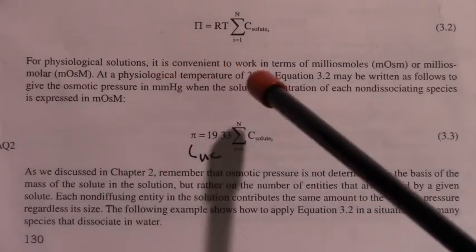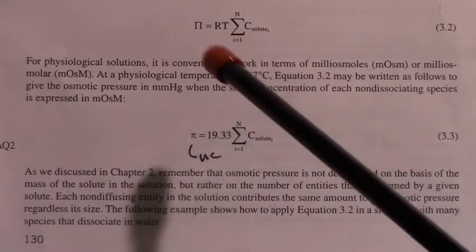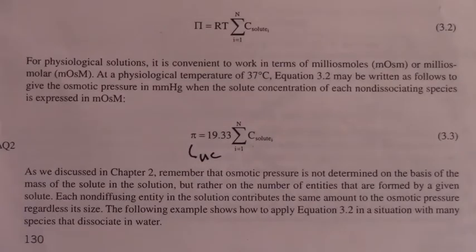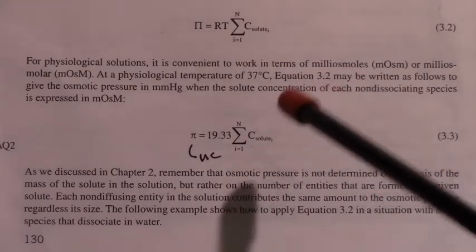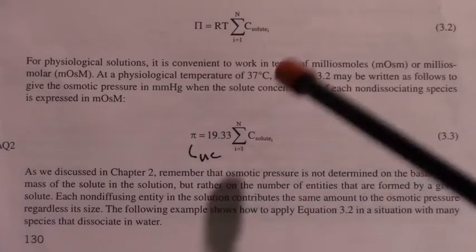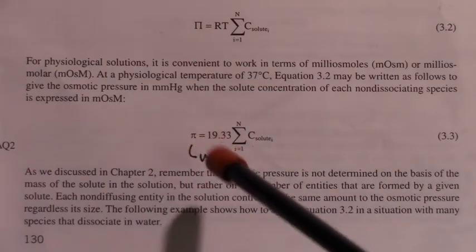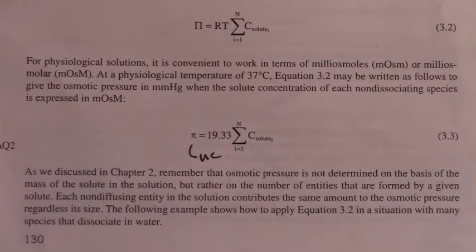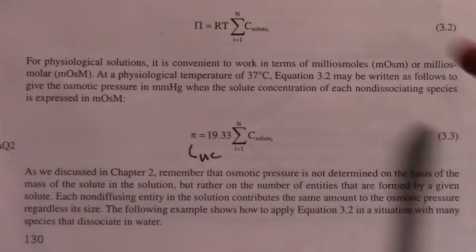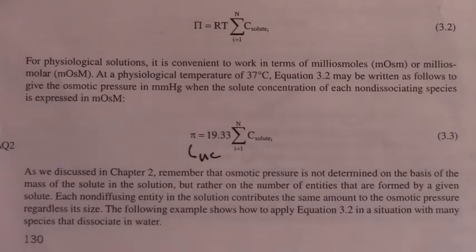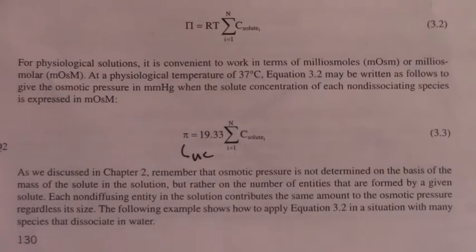At a physiological temperature of 37 degrees, and if you have your concentrations expressed in milliosmolar, which for a non-dissociating entity would be the same as millimolar, then if you just sum up the millimolar concentrations of all the entities multiplied by 9.33, that'll give you the osmotic pressure in millimeters of mercury. So equation 3.3 can be a quick, useful equation, but you have to remember the caveat that it's very specific to the particular units that you are using.